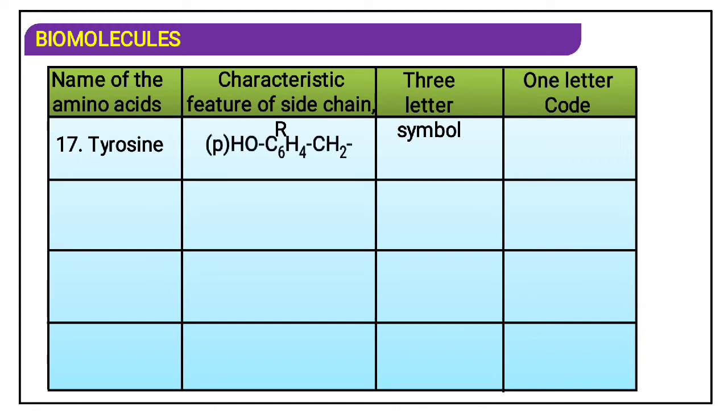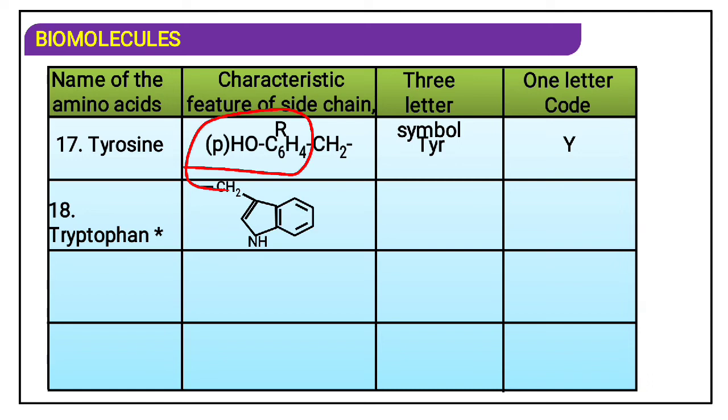Tyrosine. Tyrosine is an amino acid containing a phenol group. Why? Because C6H4 is there. C6H4 is nothing but a benzene ring. When an OH group is attached to it, it is called a phenol group containing amino acid. Tyrosine. Next is tryptophan. Tryptophan is very important. It is a heterocyclic group containing amino acid.